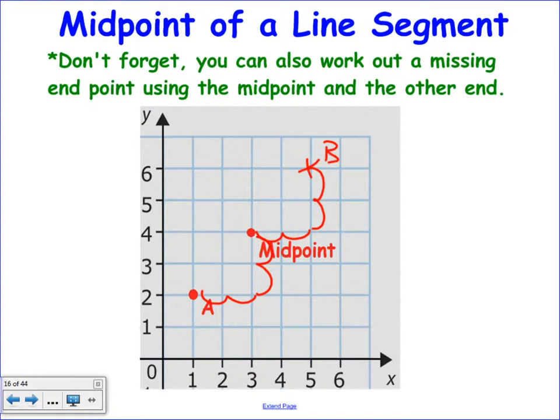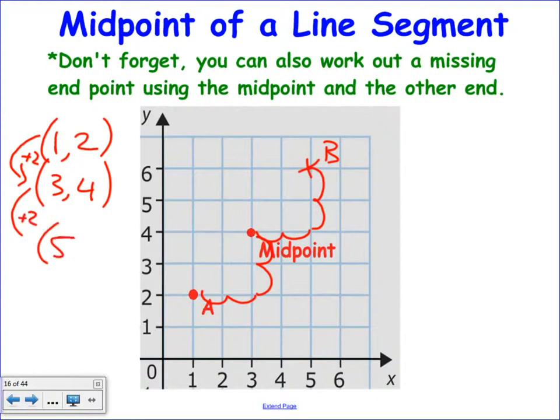Yeah. If you wanted to do it in a mathematical way, I'm at point 1, 2, and my midpoint is at 3, 4. So to find where the line ends, slightly different this time, what have I done to get from 1 to 3? I've added 2. So if I add another 2, it tells me that 5 is my x-coordinate. What have I done to get from 2 to 4? I've added 2, add another 2, and I end up at a y-coordinate of 6. So my other end of my line is at 5, 6.